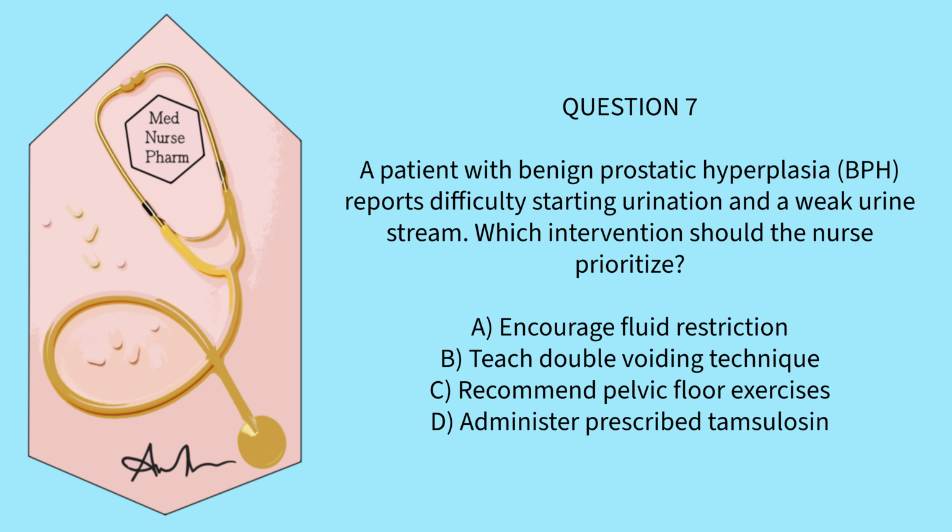Question 7. A patient with benign prostatic hyperplasia reports difficulty starting urination and a weak urine stream. Which intervention should a nurse prioritize? Encourage fluid restriction, teach double voiding technique, recommend pelvic floor exercises, administer prescribed tamsulosin. Pause the video and select your answer.